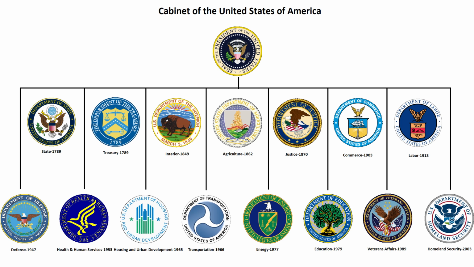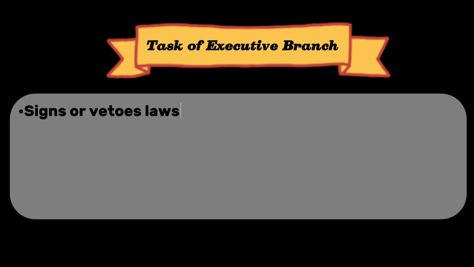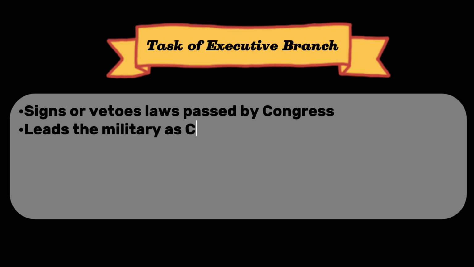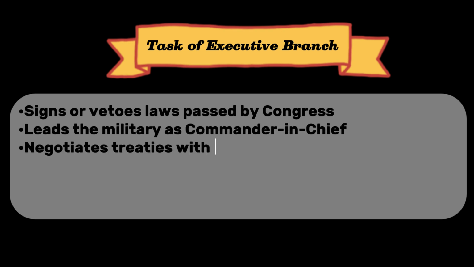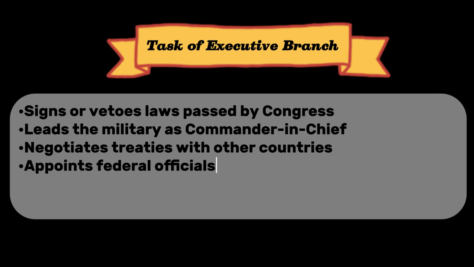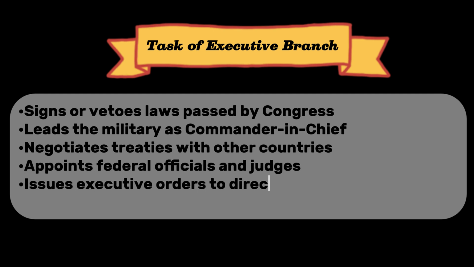The Cabinet are the advisors who lead major departments like defense, education, etc. Federal agencies like the FBI, CIA, and EPA carry out specific tasks. The tasks of this executive branch are to sign or veto laws passed by Congress, lead the military as commander-in-chief, negotiate treaties with other countries, appoint federal officials and judges, and issue executive orders to direct government operations.